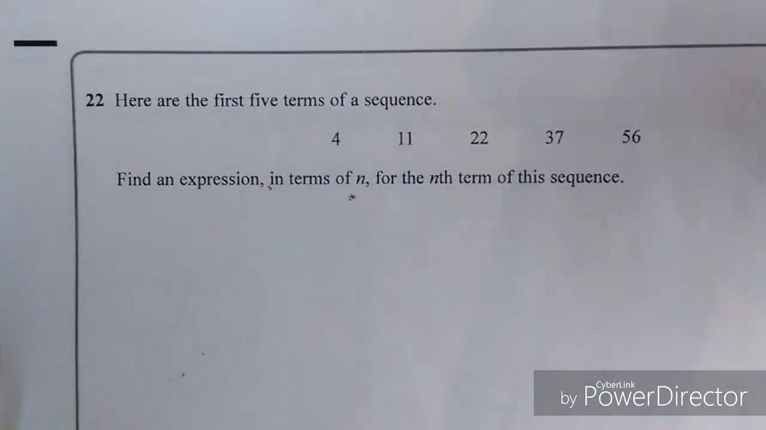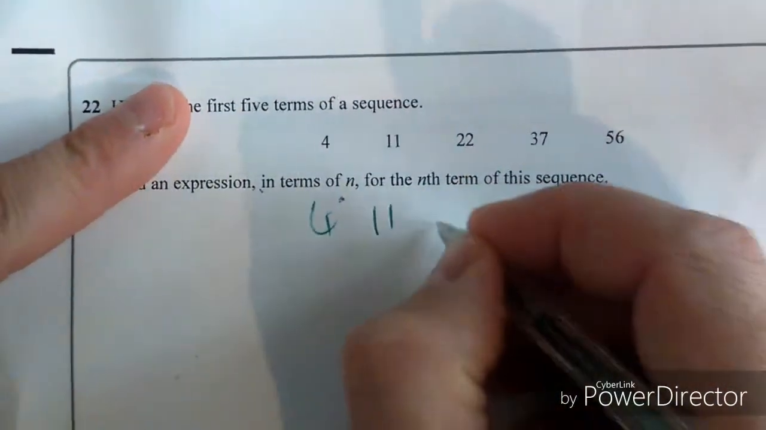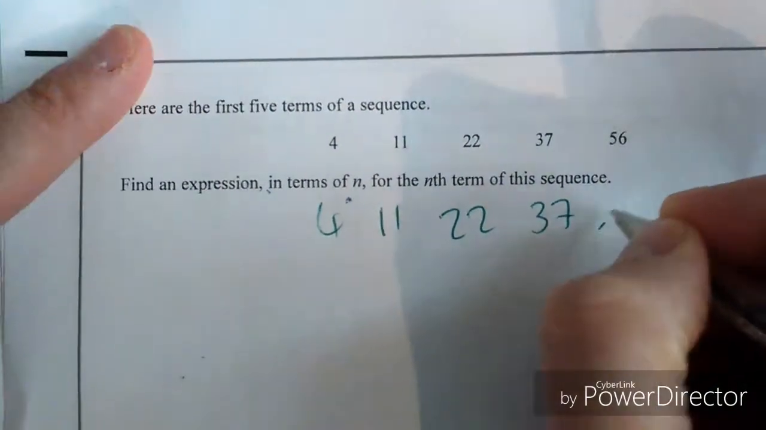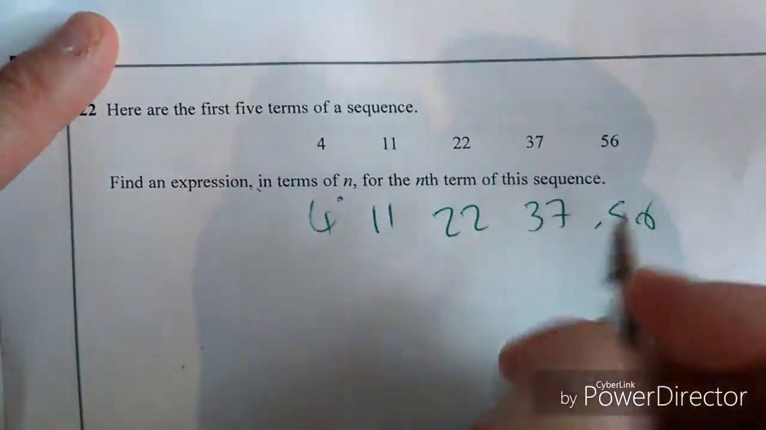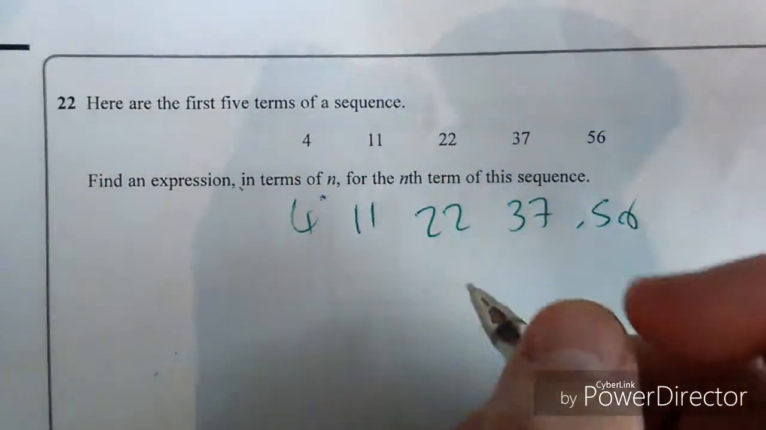Here are the first 5 terms of a sequence. Now find the expression for the nth term of this sequence. Right, so we need to do the nth term. Now, it doesn't say whether this is a quadratic sequence or a linear sequence or even a geometric sequence.